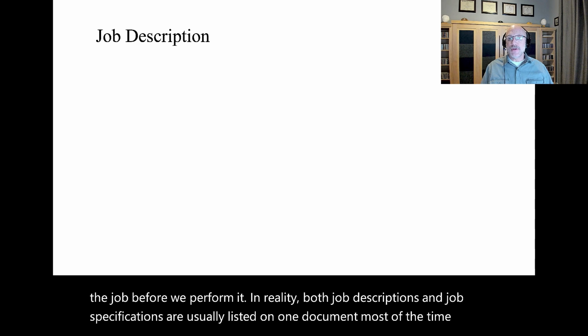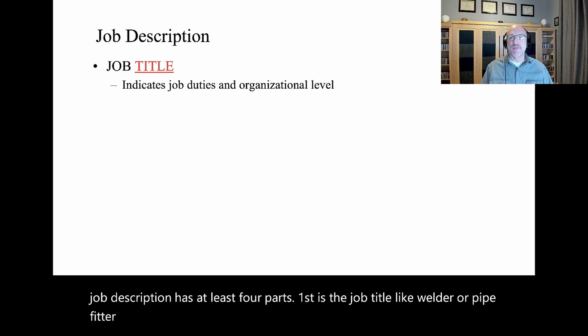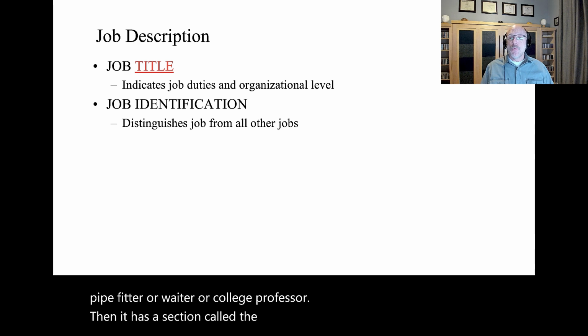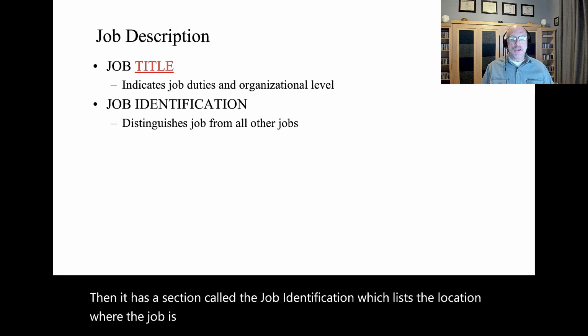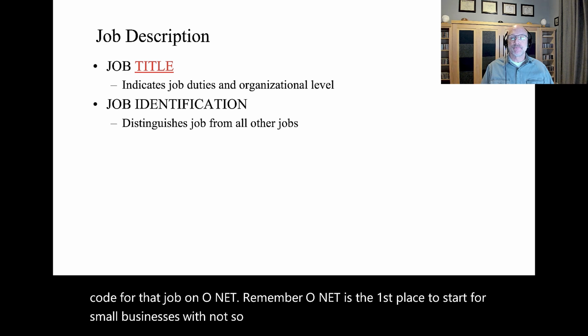Now, a job description has at least 4 parts. First is the job title, like welder or pipe fitter or waiter or college professor. Then it has a section called the job identification, which lists the location where the job is performed, to whom the incumbent reports, and even a code for that job on O*NET. Remember, O*NET is the first place to start for small businesses with not so deep pockets.